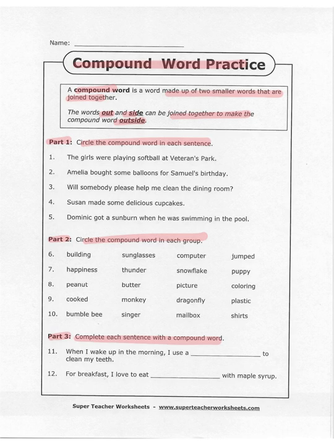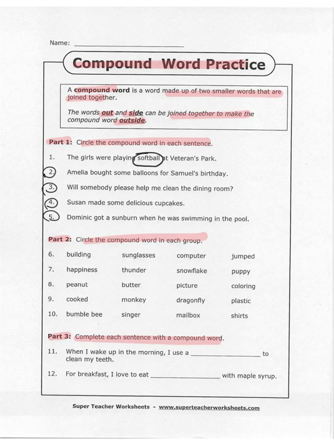So for the first part, where it says that we're going to circle the compound, I'm going to do the first one with you. The girls were playing softball at Veterans Park. If I bring soft and ball together, I have softball. So you'll continue to do numbers 2, 3, 4, and 5 in the same way.